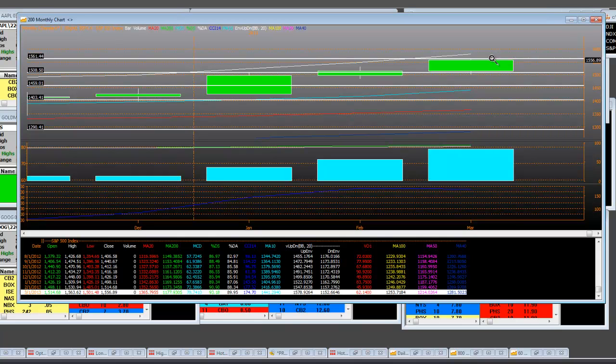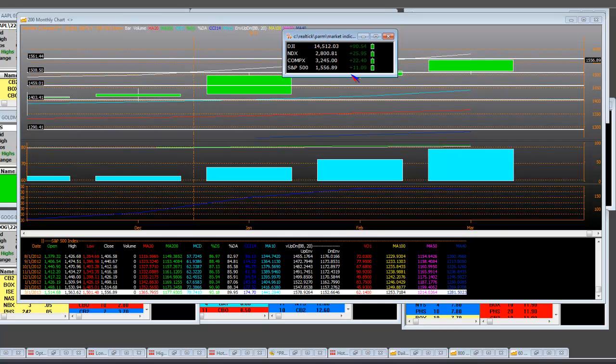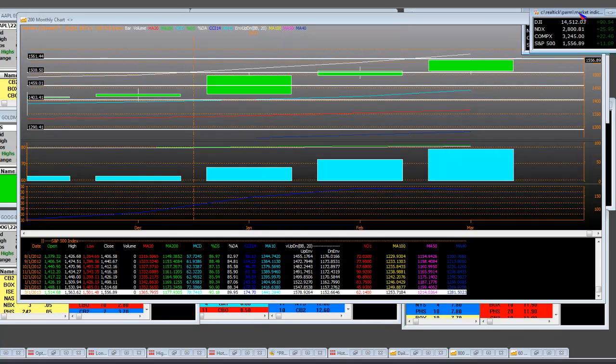That's in the index. Having said that, there will be pullbacks that are coming, and the bull has bought every single dip so far this calendar year. The S&P ended up at 1556.89, a 109 point gain on the S&P 500.